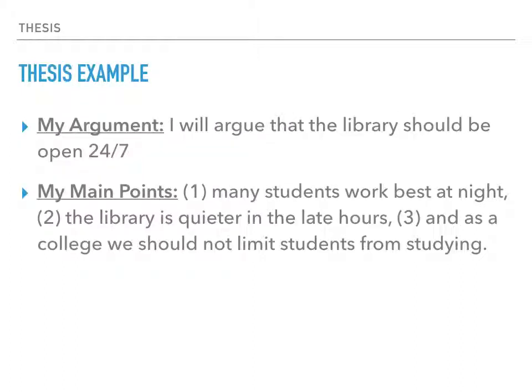Okay, so we see in this example that there are two elements. First of all, I have my argument. I will argue that the library should be open 24/7. So this paper, that's what I'm exploring. This entire paper is focused on why the library should be open all the time. And I've laid out for you three main points for why I believe that. Those three main points I'm going to develop throughout my paper. I'm going to use evidence to support them and develop them further. But now in my introduction, you know exactly what this paper is about before you've even gotten past the first paragraph.